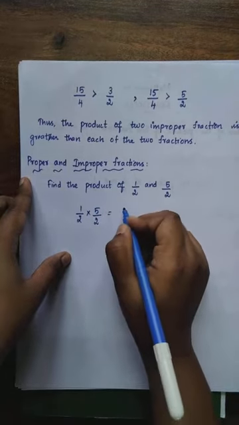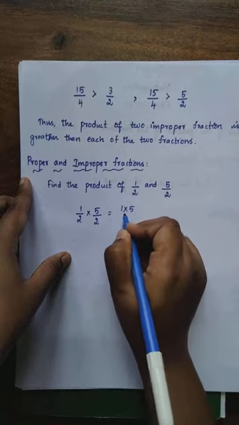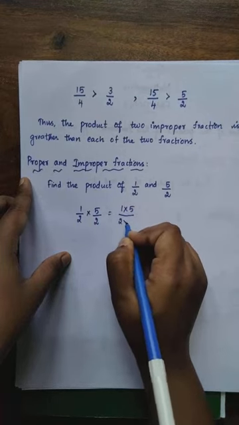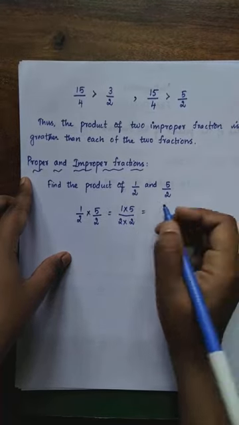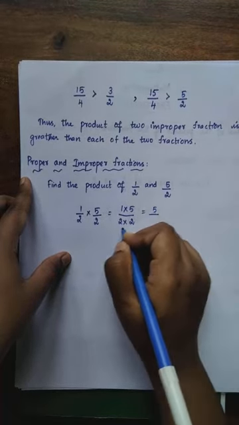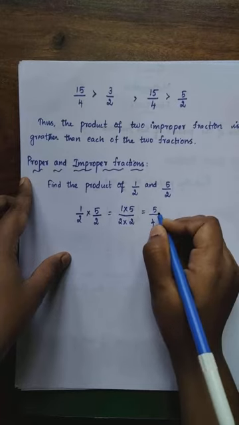Now multiply the numerator, that is 1 into 5, divided by the denominator, 2 into 2. What is 1 into 5? 1 into 5 is 5, divided by 2 into 2, 4. So the product is 5 by 4.